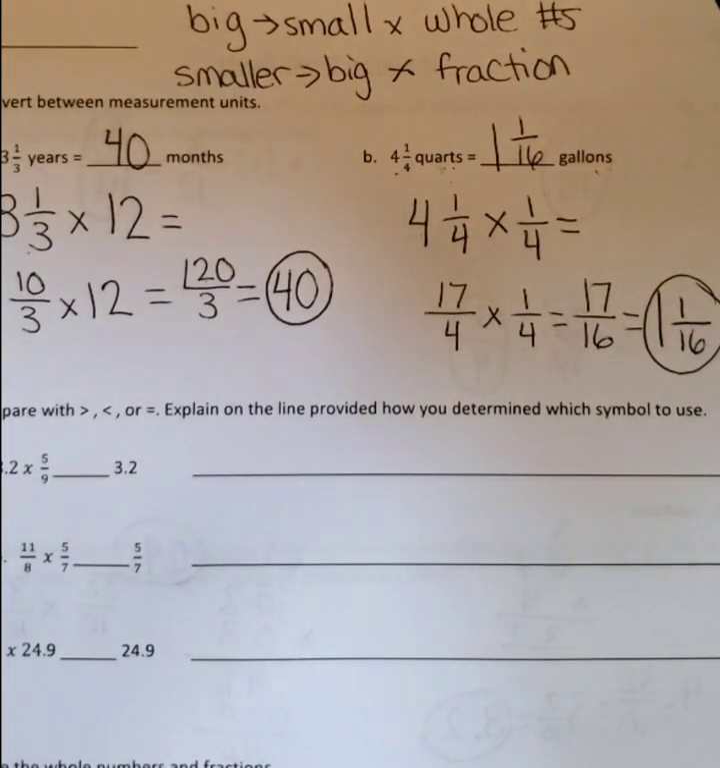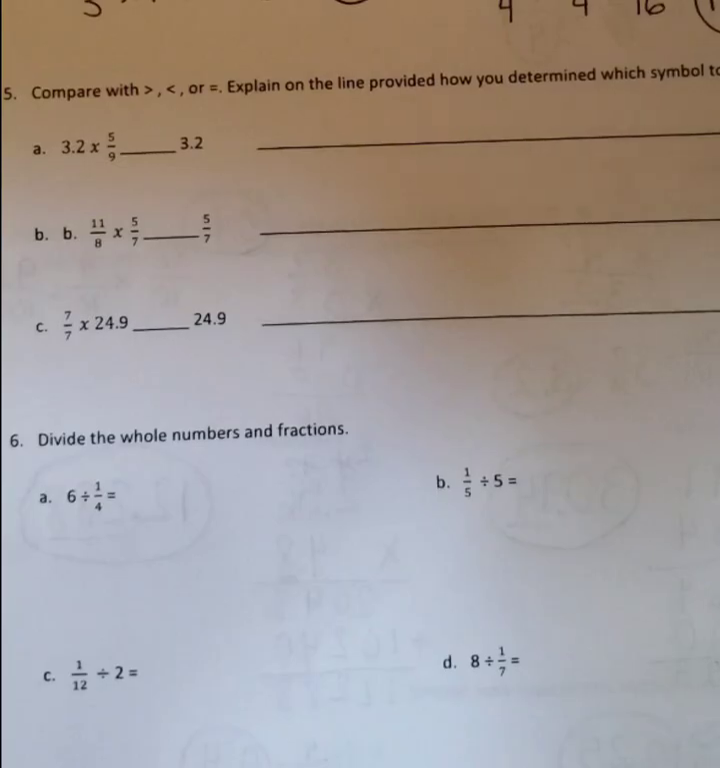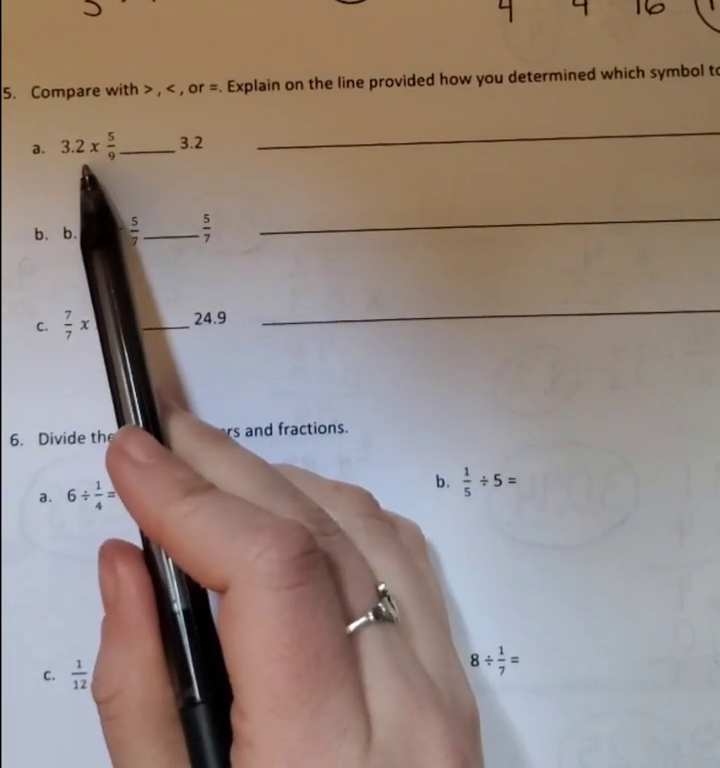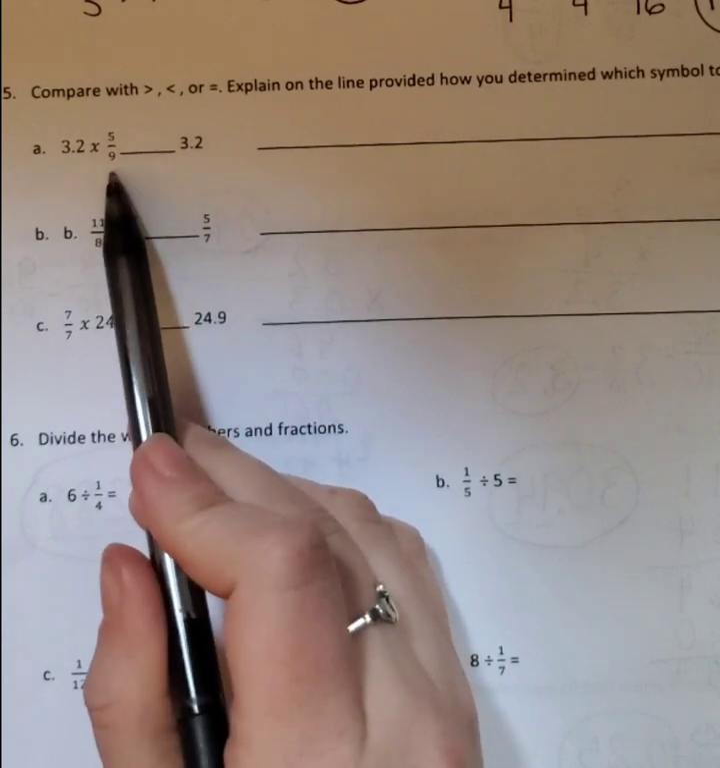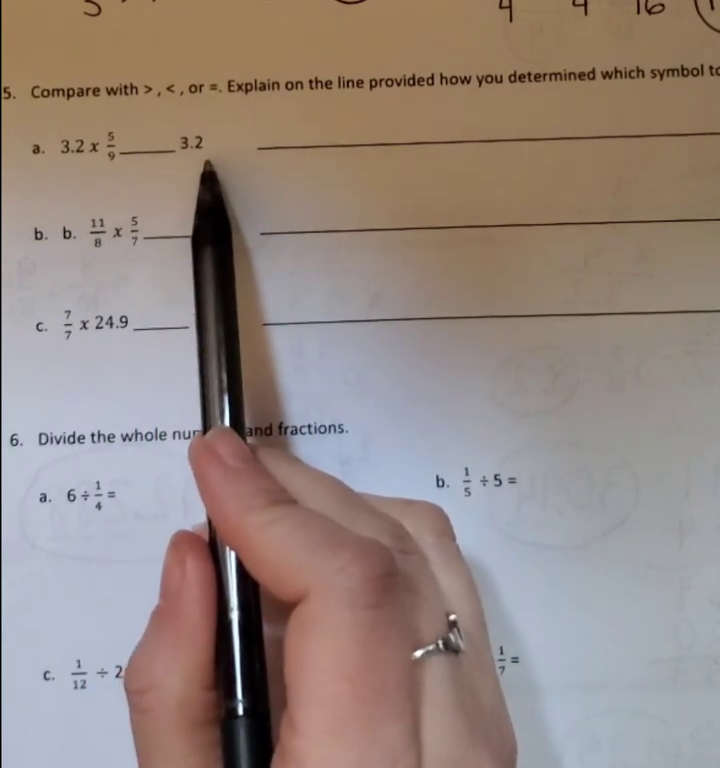Okay. Going on to the next section, section 5. Here is section 5. We are doing the comparing. So remember, greater than, less than, or equal to. So 3.2, 3 2/10, times 5/9, and we have to decide if it's greater than, less than, or equal to 3 2/10.